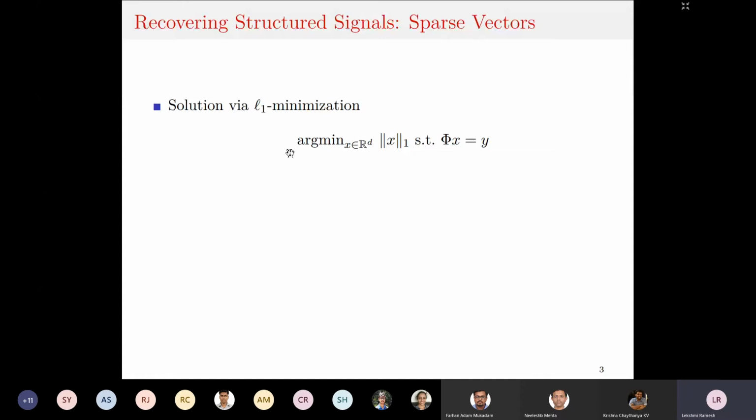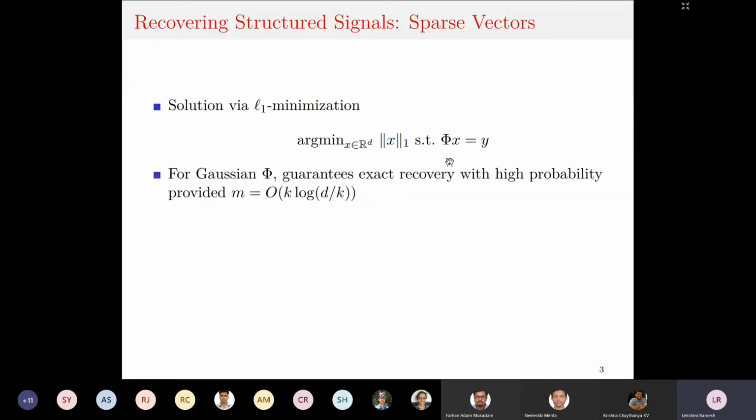So this result basically holds when your projection matrix is drawn from a certain family of random matrices. Okay, and so what is the guarantee that comes along with the solution to this program? It's that if you use a Gaussian phi, which is an M cross D phi matrix with IID Gaussian entries, then as long as the projection dimension is at least k log D over k, you can recover the true X with high probability.